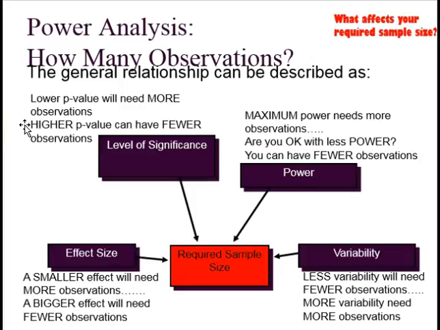Power. For maximum power, if you want to raise that power level, you need more observations. Are you okay with lower power? Then you can have fewer observations. So it's really how we alter these that determines our required sample size, based on a given effect size and variability within the population.